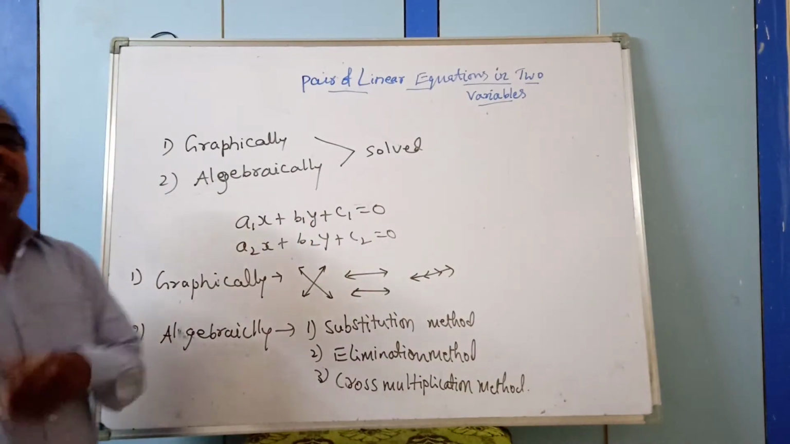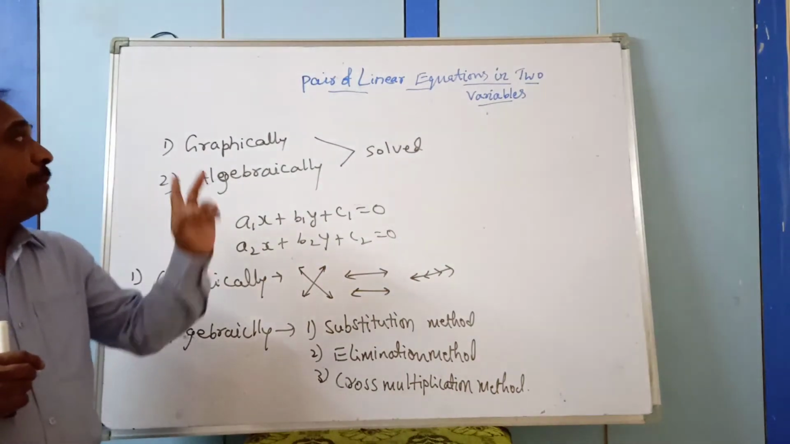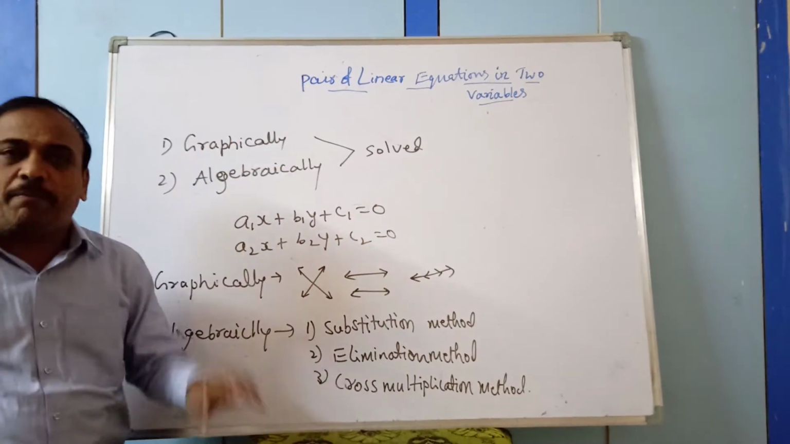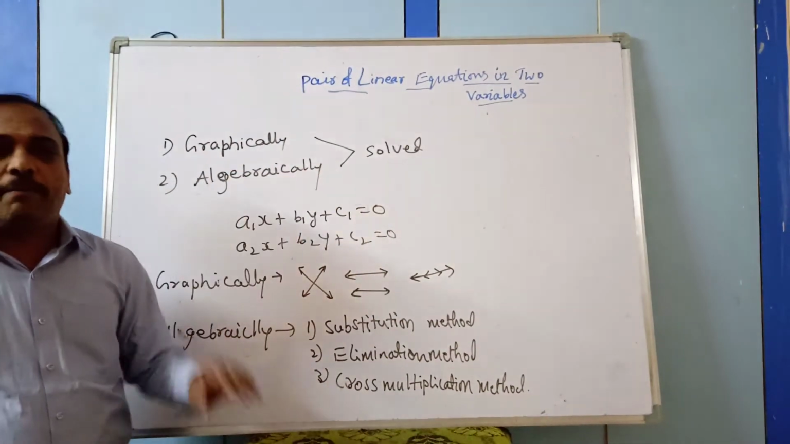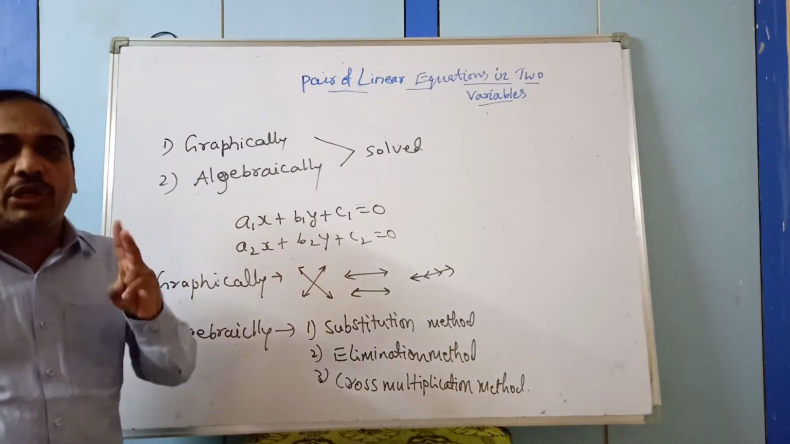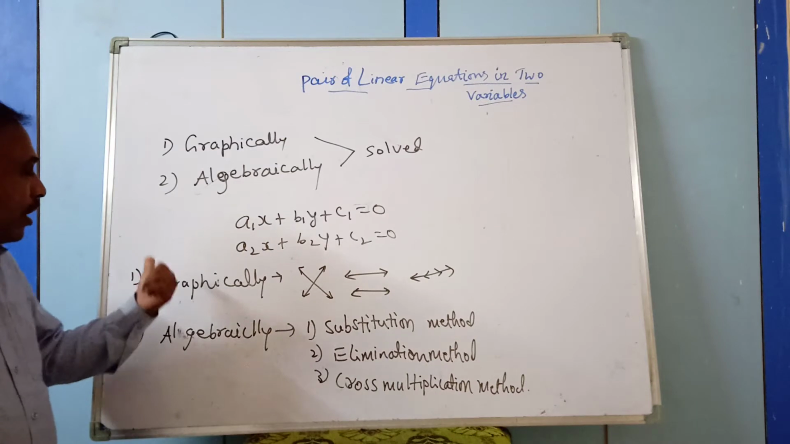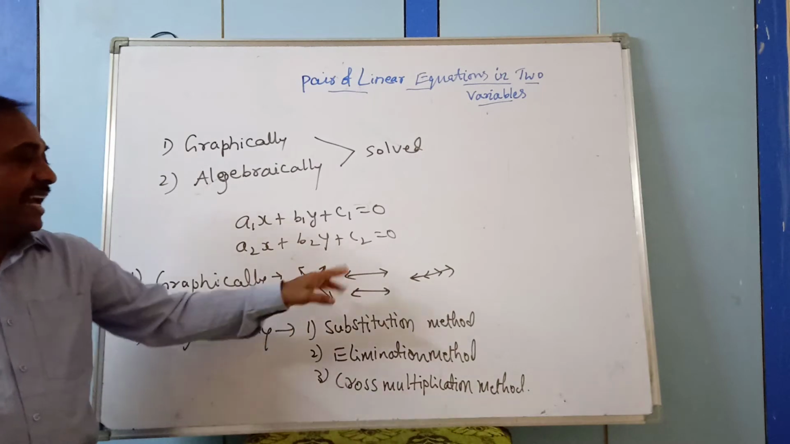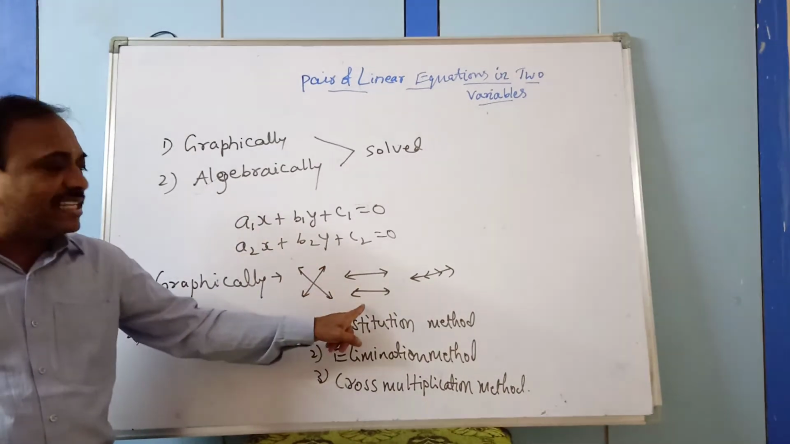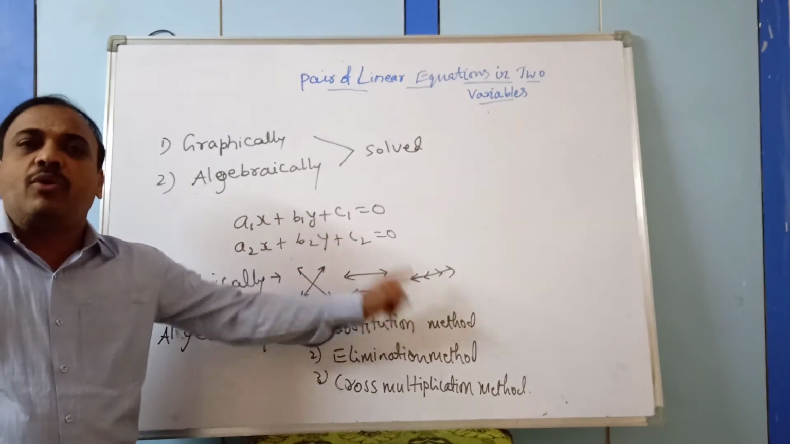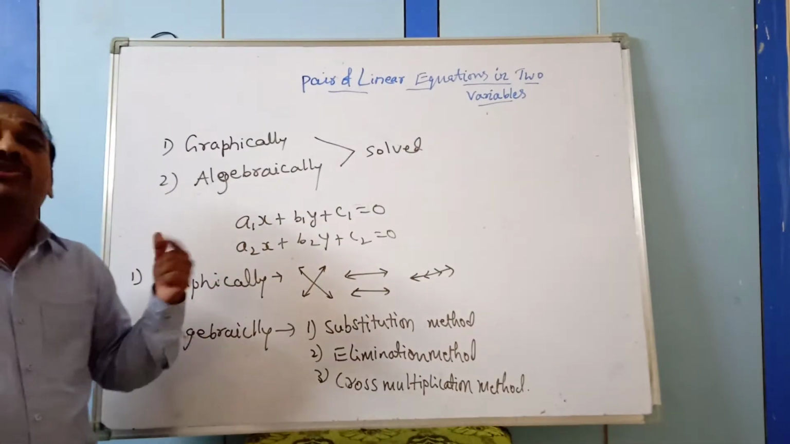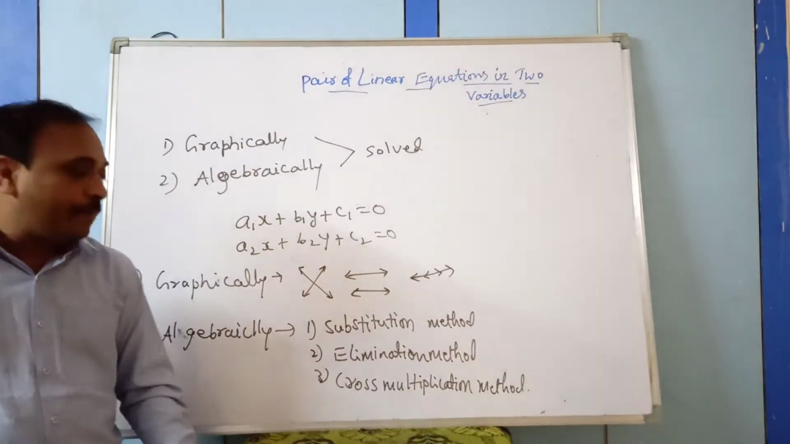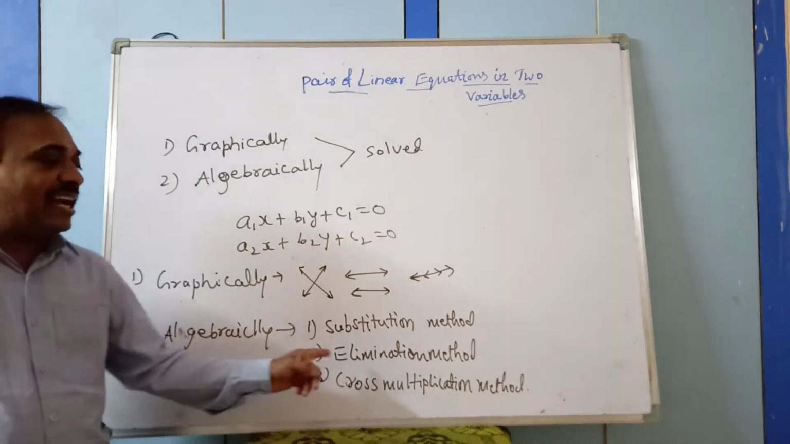So we can represent a pair of linear equations in two variables graphically and algebraically, and those can be solved in two ways, graphical and algebraic. Graphically, when we plot the points and draw in a graph, the lines may be intersecting lines, or parallel lines, or coincident lines. Algebraically we solve those equations in three methods, that is substitution method, elimination method and cross multiplication method.